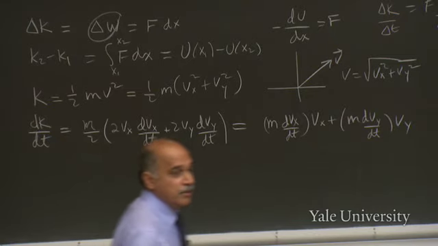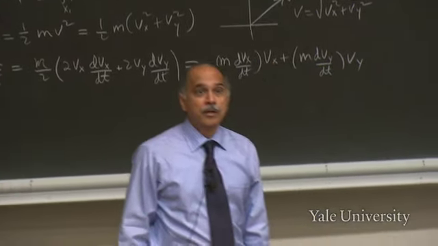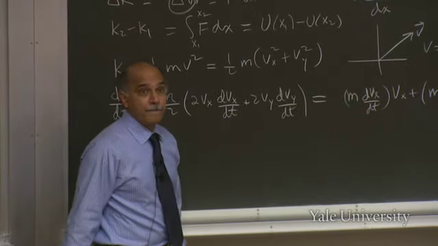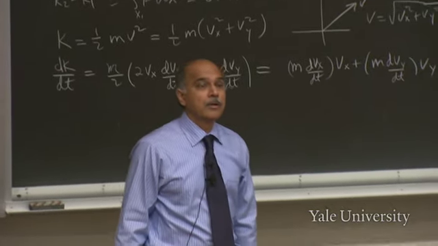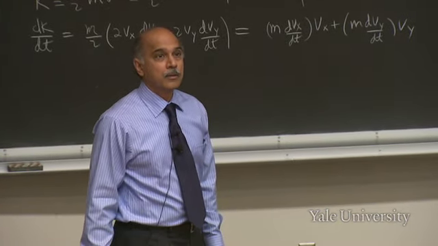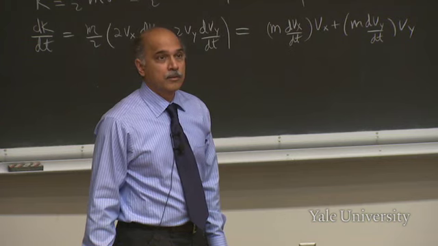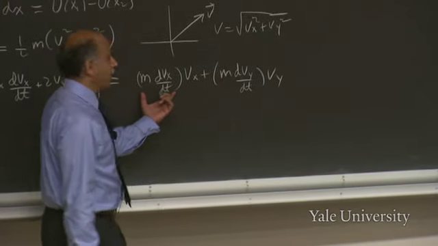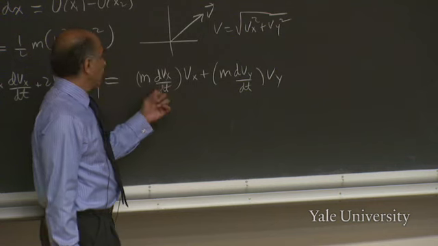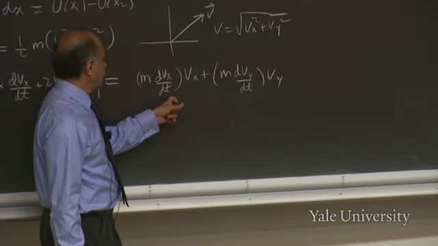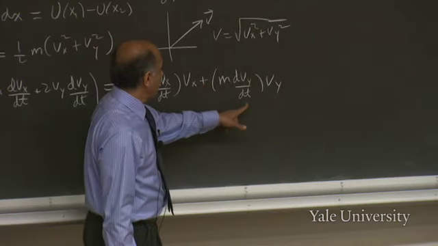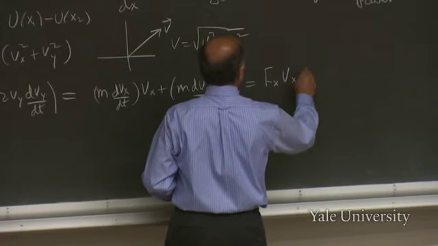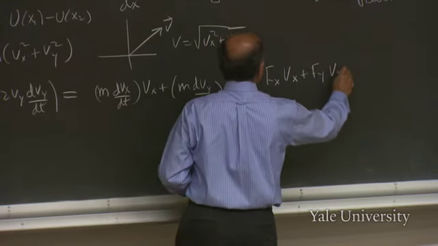So what's my next step? Yes? Wait, what happened to the half? The half got cancelled by the 2 here. Yes? Taking the m dv/dt and converting to acceleration, m dv/dt is force. That's correct. So what we want to do is recognize this as ma in the x direction, because m times dvx/dt is ax, and this m times ay, therefore they are the forces in the x and y directions. So I write Fx vx plus Fy vy.